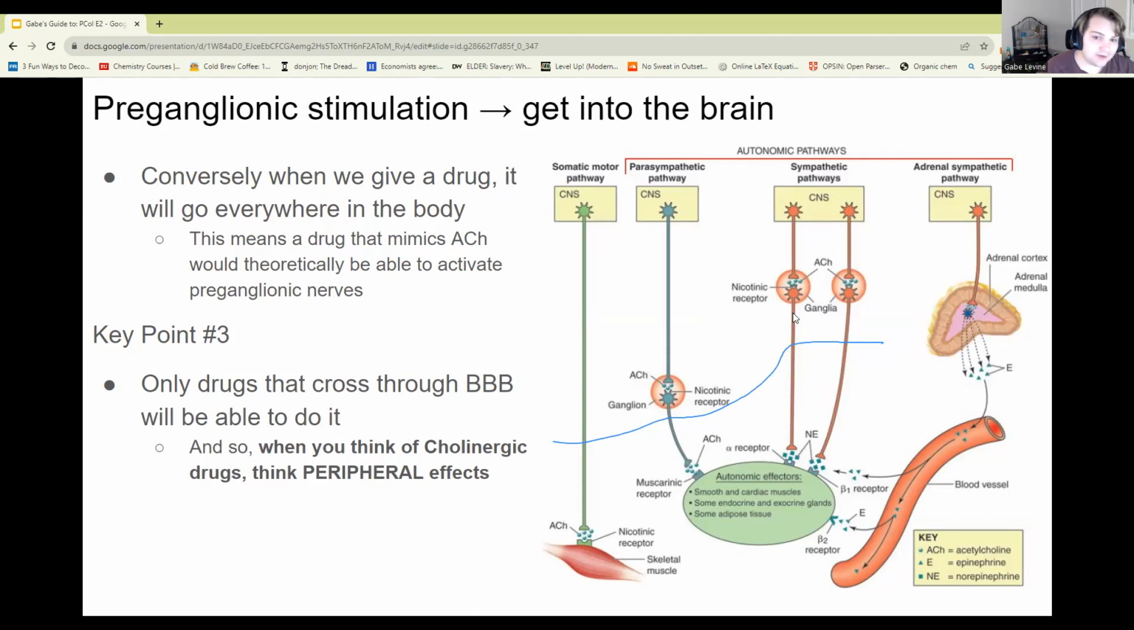So the key point here is that when you think of cholinergic drugs, when you think of drugs that are affecting the muscarinic receptors, don't think about central action. All right. A nicotinic receptor is not the same thing as a muscarinic receptor. They're two completely different things. So even though they're both acetylcholine, they are two very different receptors. So that's my little spiel that I always give, because this was a big point that always confused me because it shows up everywhere. All right.